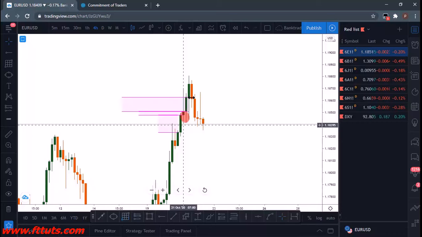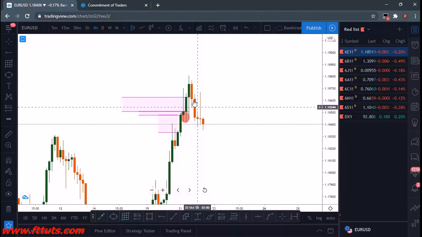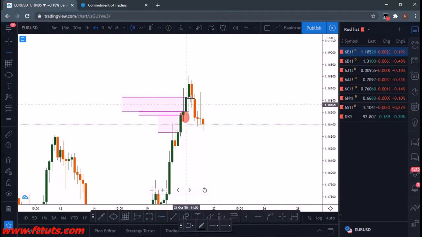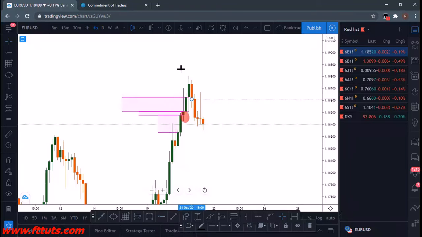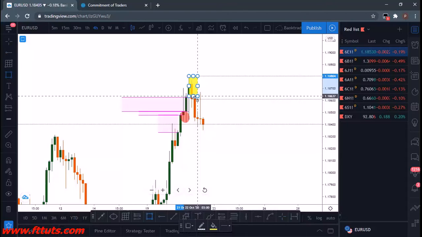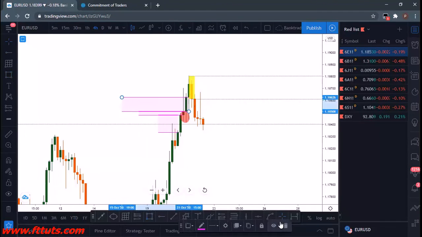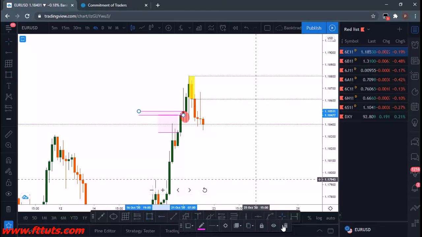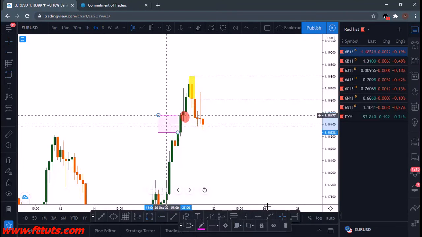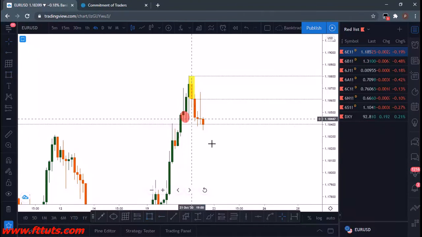This hidden area was taken out by this move down, then tested. So this is that 4-hour area that we were talking about on the futures market. This 4-hour area would be something like this. So this will be a 4-hour area.